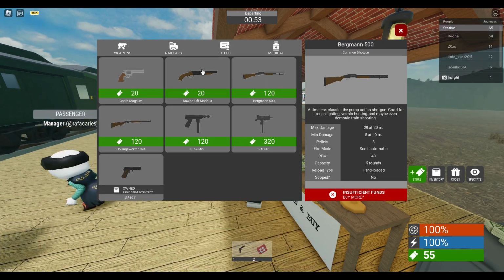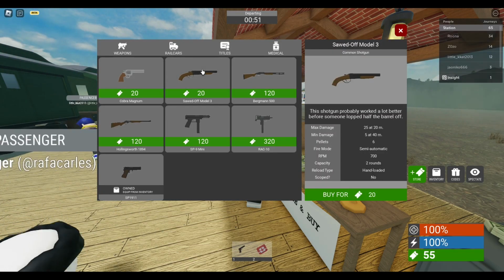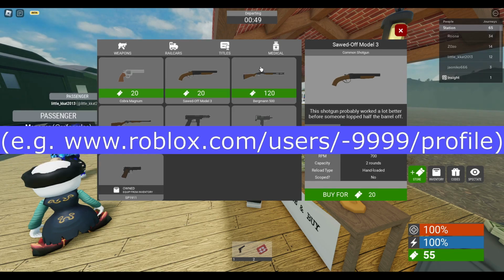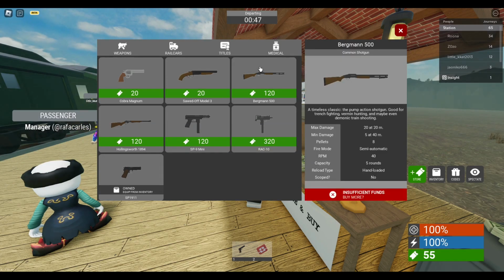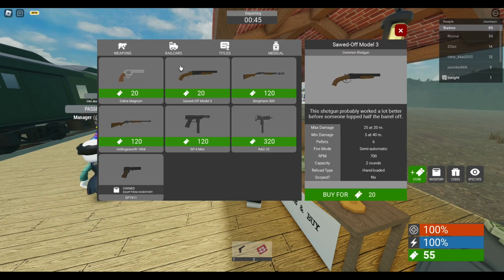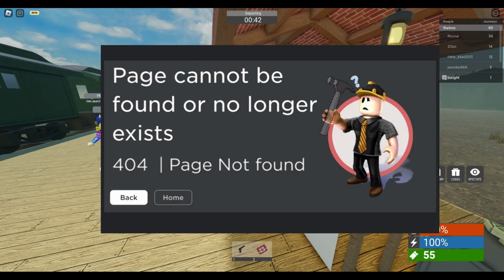Back then, guests had a negative user ID, for example, this provided link, likely to prevent overflow. Attempting to go to a negative ID leads to a 404.